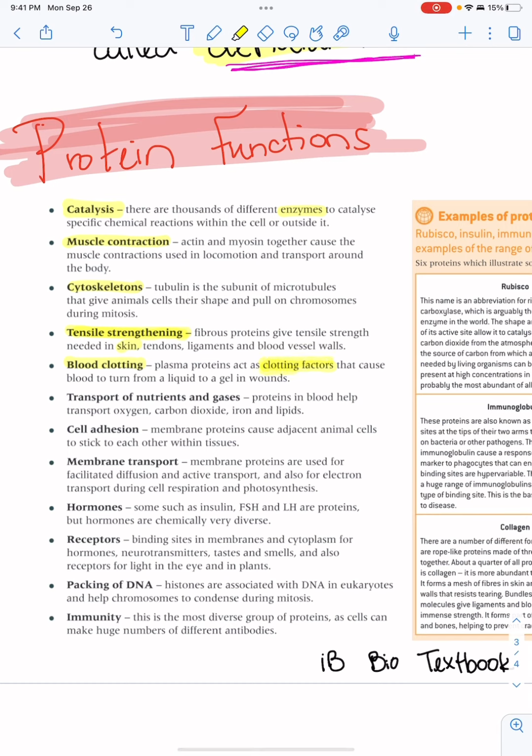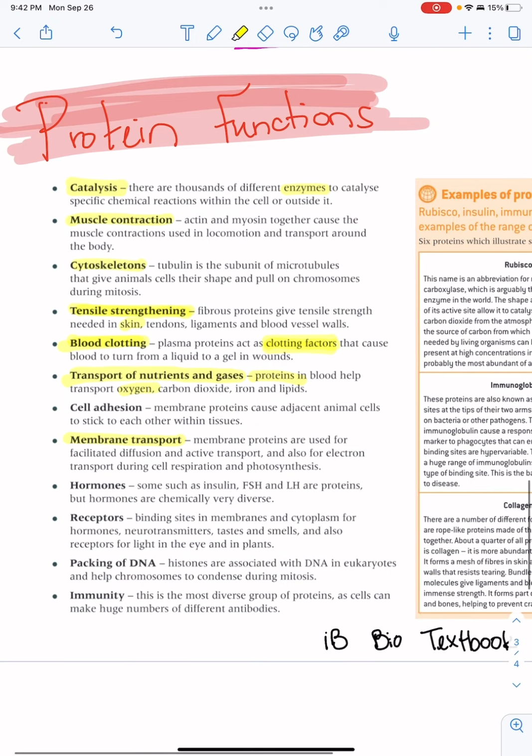That's why people with certain genetic diseases have issues with their clotting factors, and that can be real bad. Transport of nutrients and gases, we'll talk about probably next year when we talk about human anatomy and physiology. We'll talk about hemoglobin. Hemoglobin is a protein that transports oxygen in the blood. Membrane transport is another important one. There are proteins like channel proteins that let certain molecules in and out of the cell. There are proteins involved with active transport.